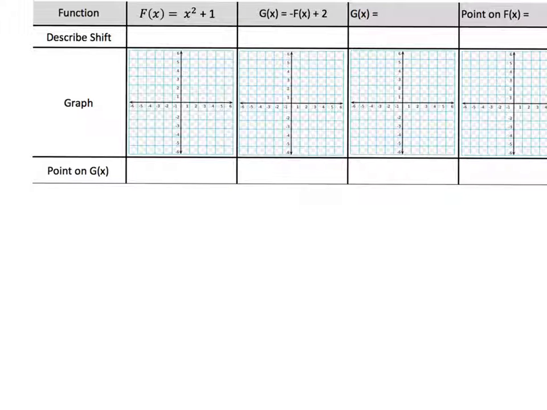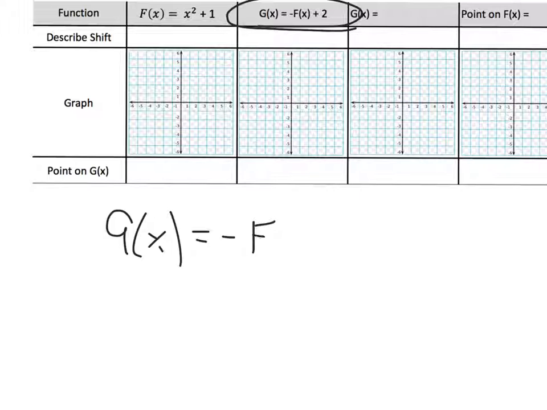So we're going to look at this graph f of x equals x squared plus 1, and we're going to see what effect that has when we do this g of x transformation on it. And we're going to look at this g of x now. So g of x equals negative f of x plus 2.